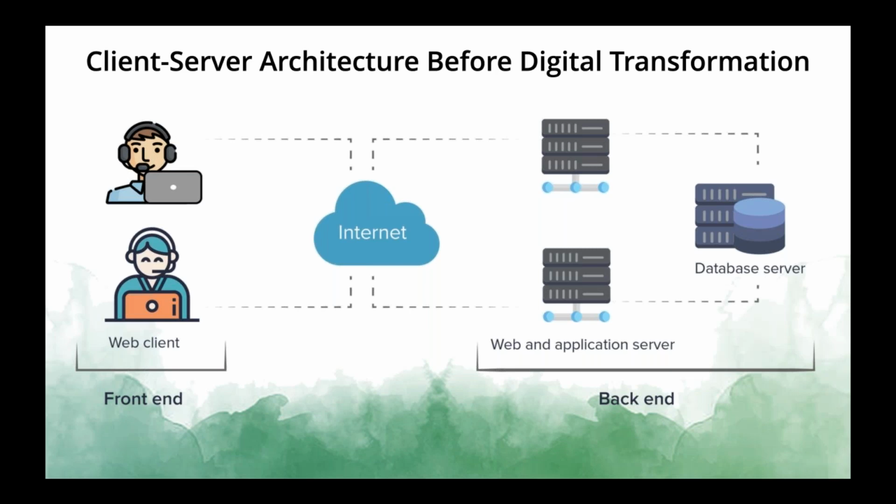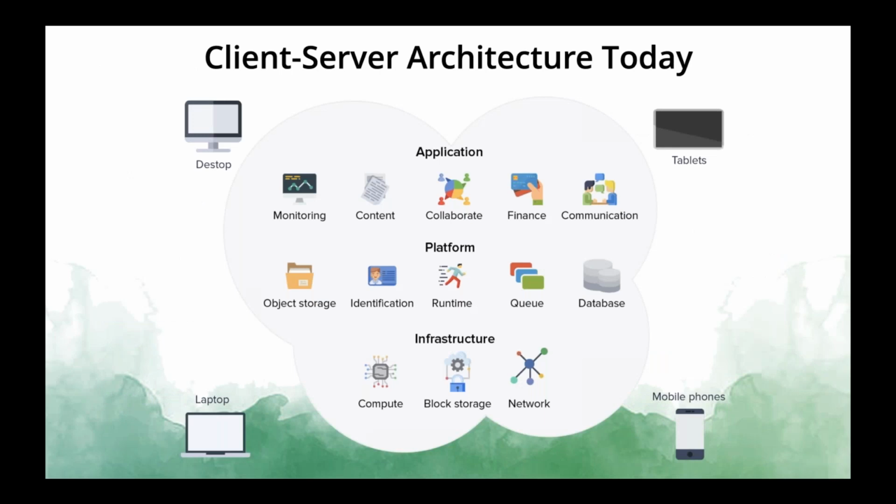But today, due to the digital transformation, this whole thing has changed into what you see now. The client server architecture today looks something like this. Be it your infrastructure components from your network to your compute engine, to your platform components, your queues, your database servers, to your applications where you collaborate, communicate, and the content, the monitoring tools, all of this are now available on the cloud as a service. And you can use any of the clients, be it your desktop, laptop, your tablets or mobile phone to access them. So this is how it has transformed.